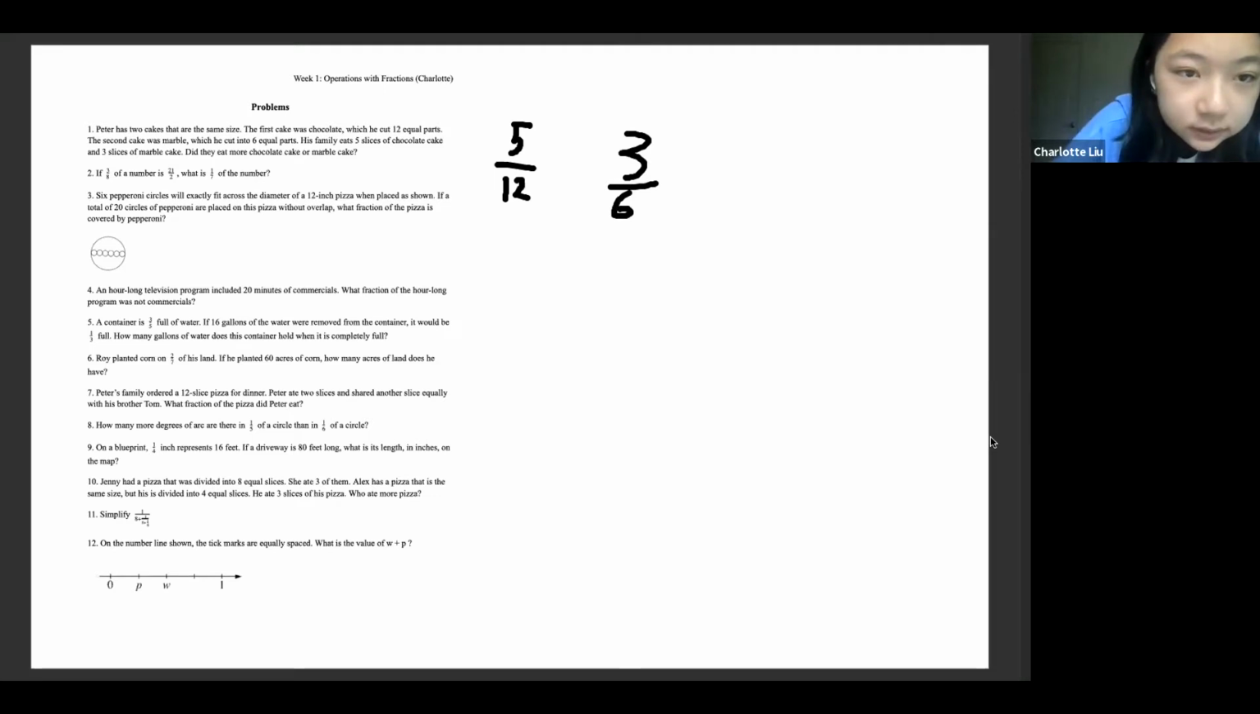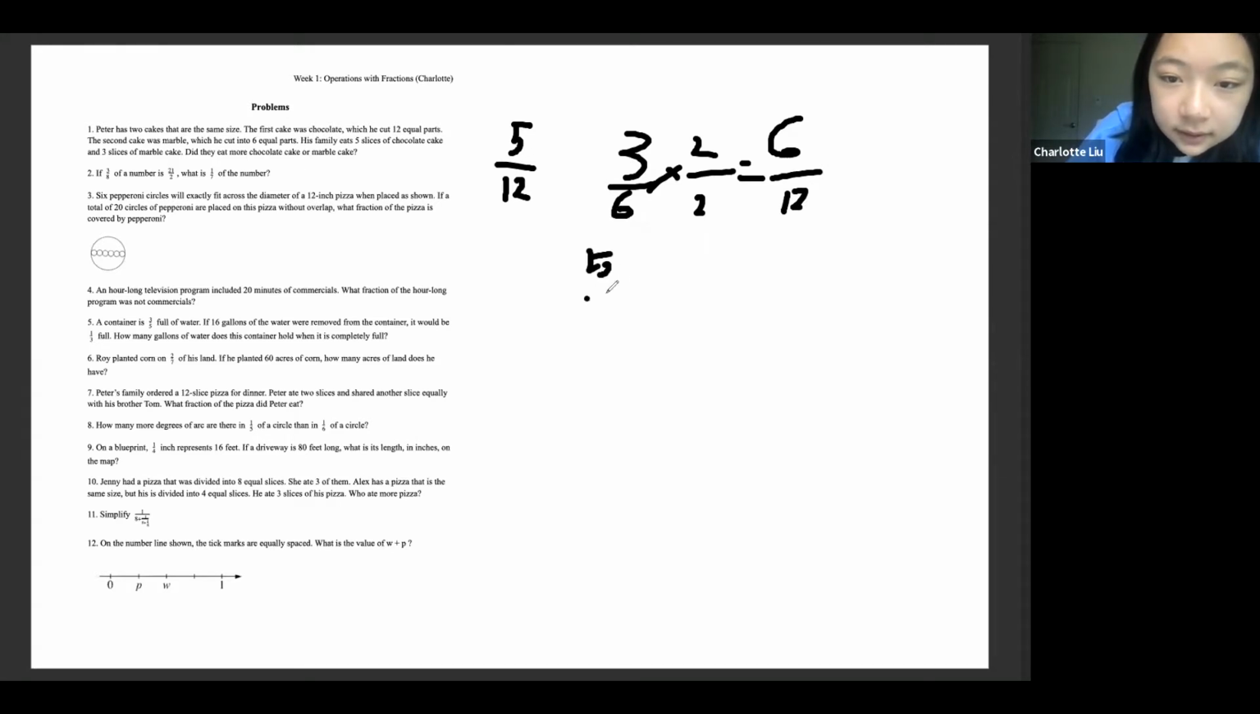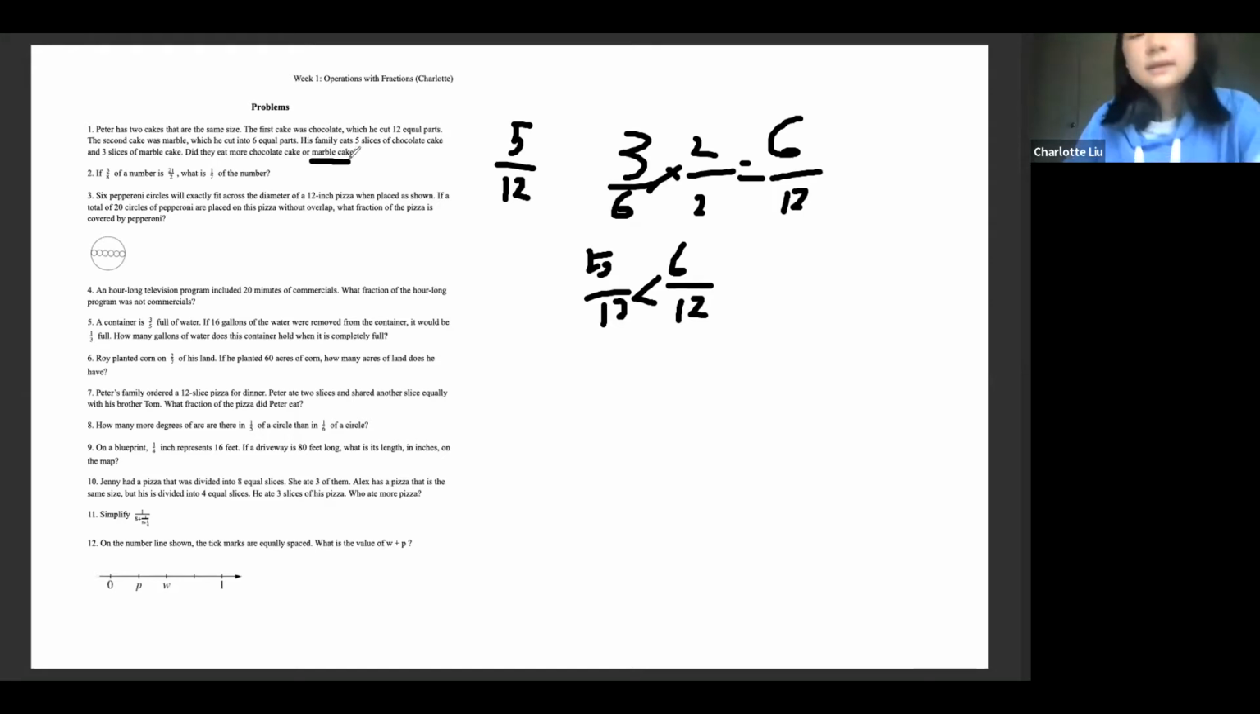So now you need to see which fraction is larger. What you would do is convert 3/6. You can multiply the numerator and denominator both by 2, so you'll get 6 over 12. And since 6 over 12 is greater than 5 over 12, the answer is marble cake. So that is the answer.